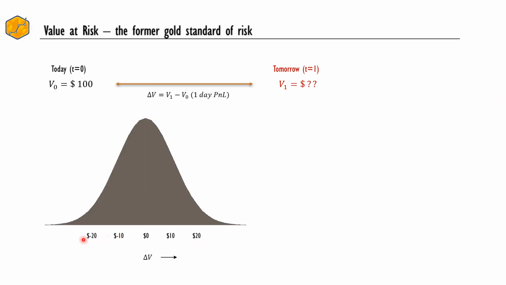So on the x-axis, you can see there are P&L figures. Zero in the middle. Here we have profit, $10, $20. And here we have loss on the left side. And each of these losses is associated with a probability. Okay, so if we treat this as continuous, then there is a probability density associated with each and every P&L figure.